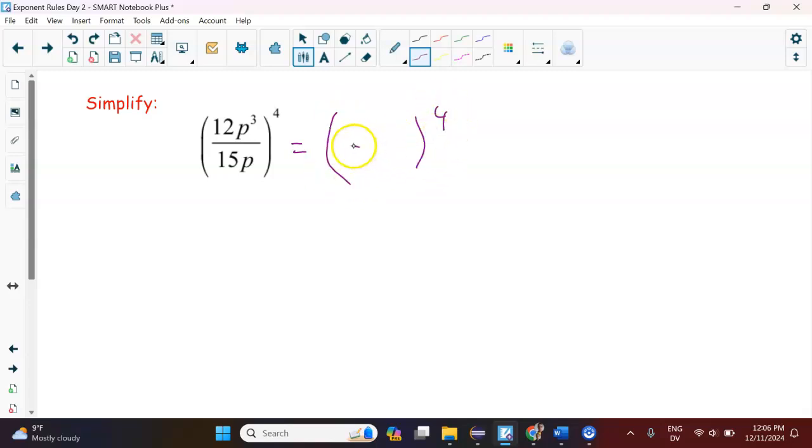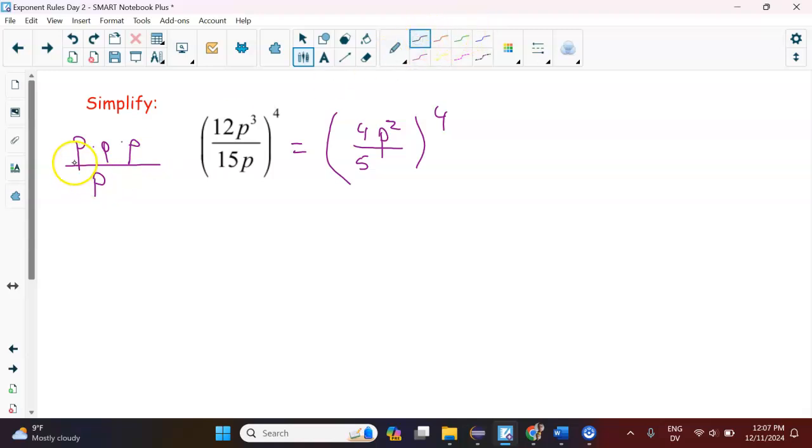Okay, so my gut reaction here, honestly, is that it's tempting to want to distribute this in right away, but I would actually simplify this fraction. And what I mean by that is 12 15ths, those are divisible by 3, so I would make this 4 fifths. And then a p cubed over a p is that rule where you subtract them. So you actually end up with a p squared.